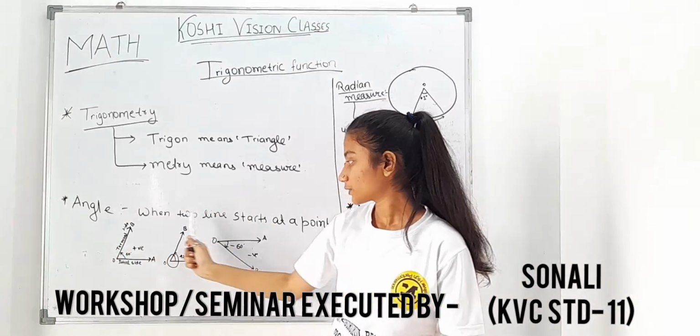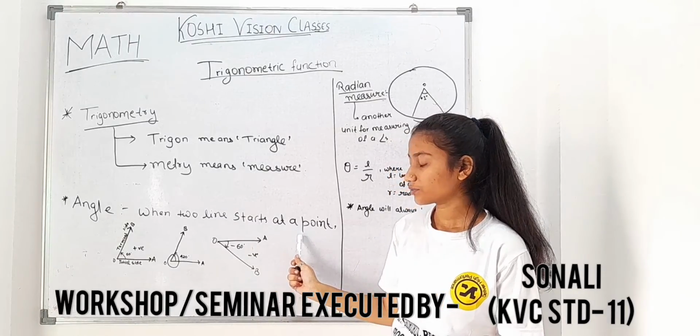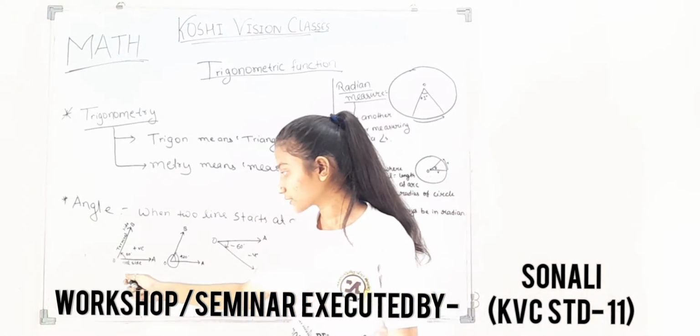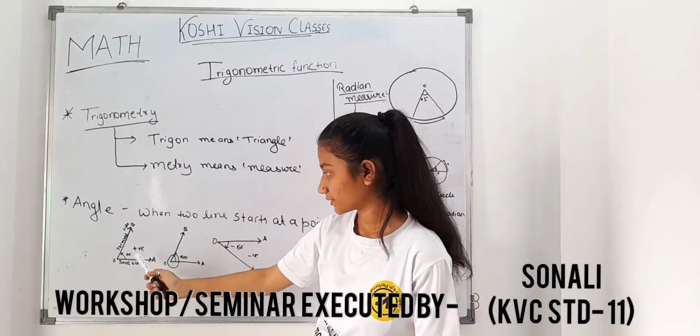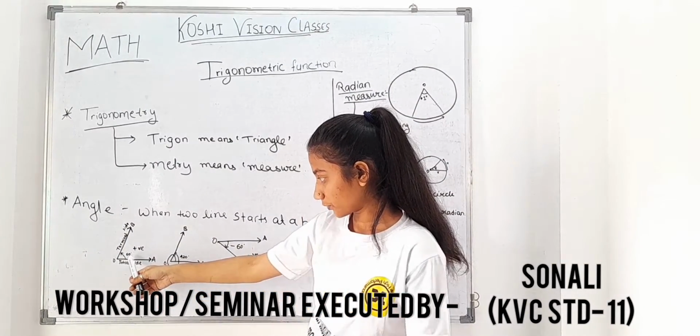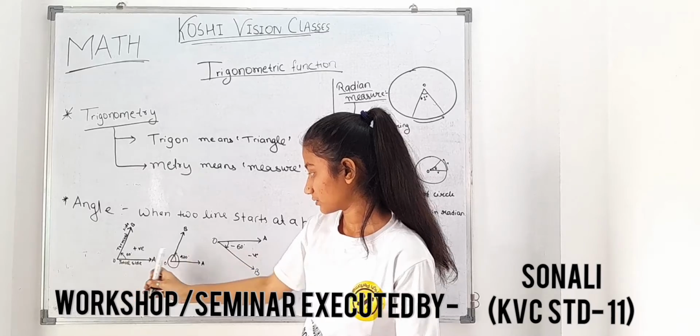Angle. When two lines start at a point, they form an angle. See this figure. This is the initial side and this is the terminal side. They form a 60-degree angle.